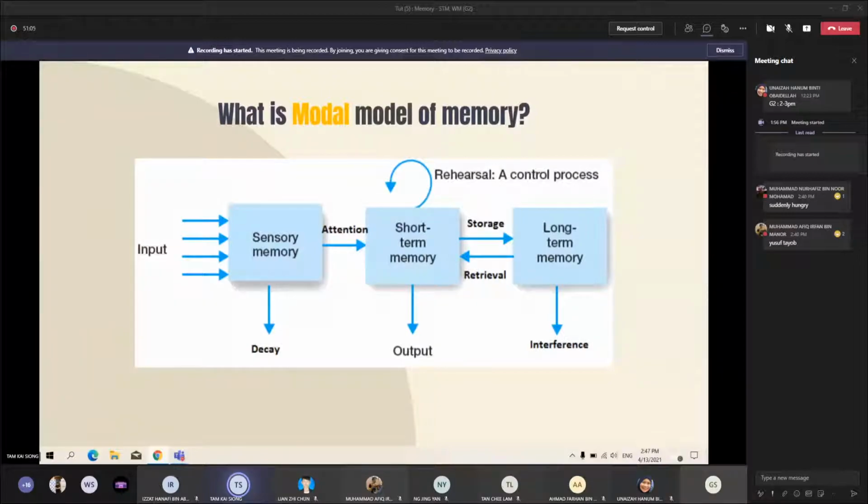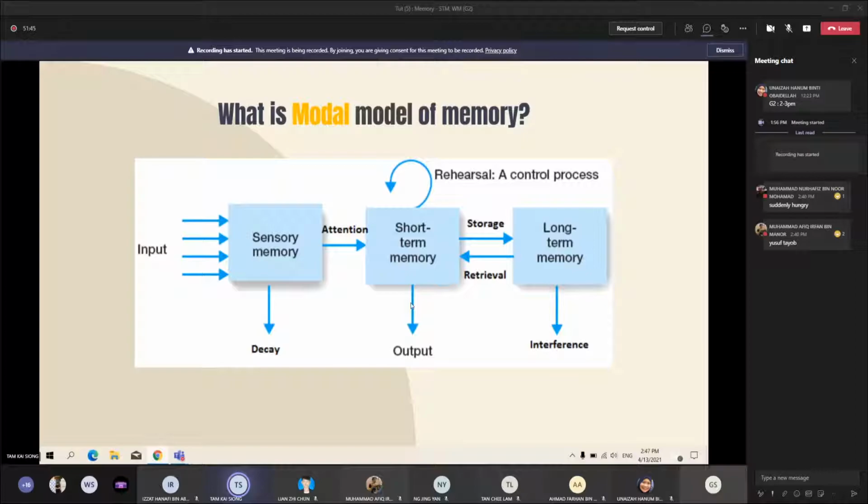So what is the model of memory? For example, here is an input, and our sensory memory will detect it and pay attention to it in our short-term memory. Our short-term memory will store it for around 30 seconds. If we want to store it in long-term memory, we can rehearse it, or we always practice it. If we don't make it a long-term memory, it will remain a short-term memory and will be forgotten after a long time.